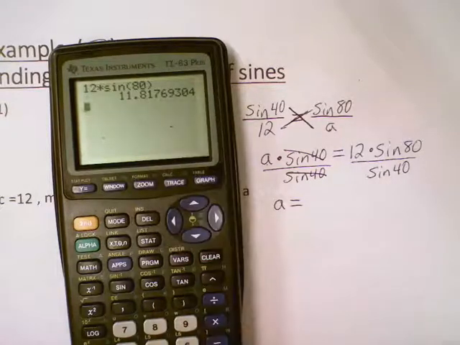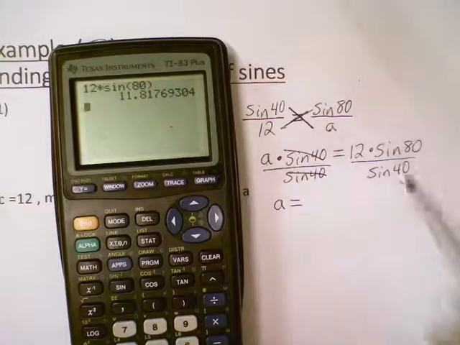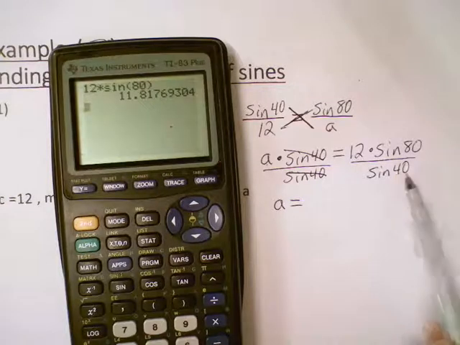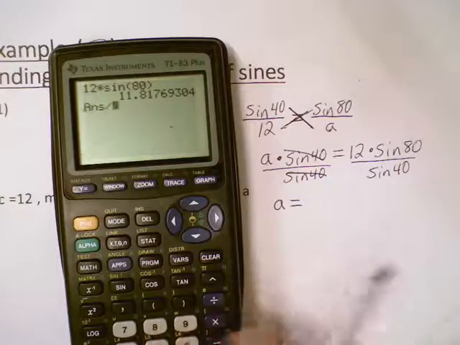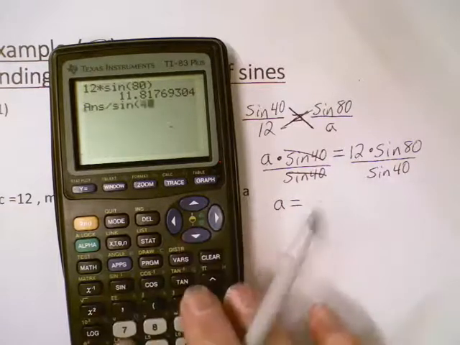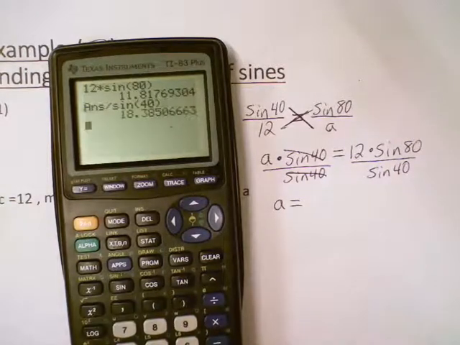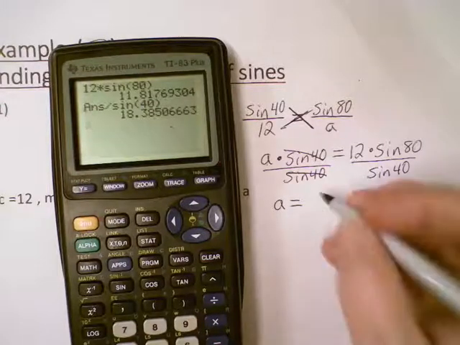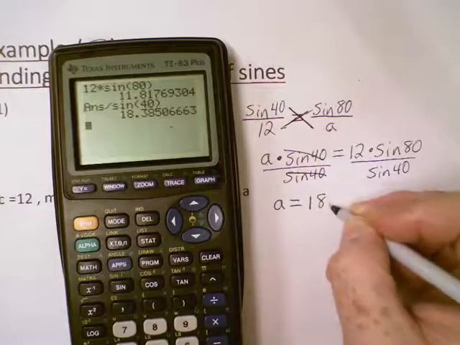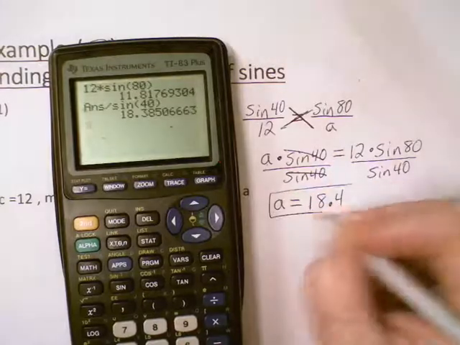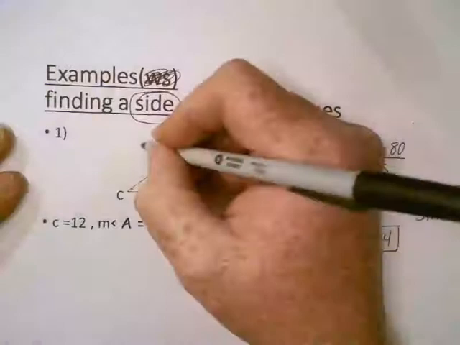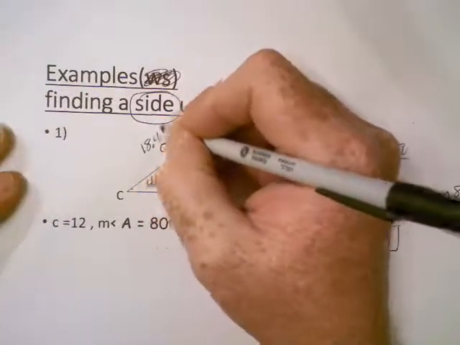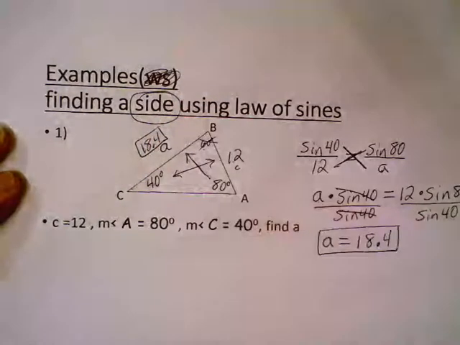And I'm not going to write that number down or anything. I'm just going to leave it right there on my calculator. And then what we want to do is divide by the sine of 40. So then I'm just going to hit divided by sine of 40, and it's going to tell me the answer. And I'm going to round that off to about 18.4. So that side A is about 18.4 units long, whatever the units are.